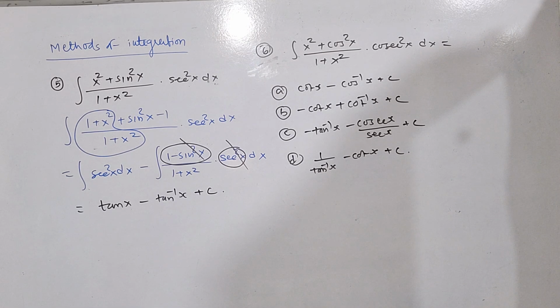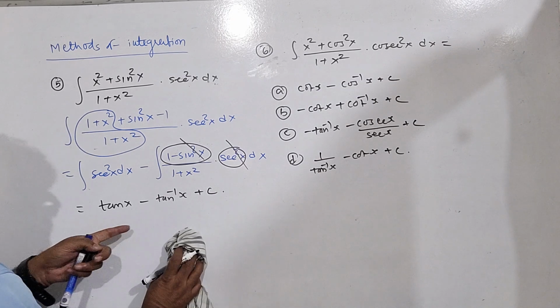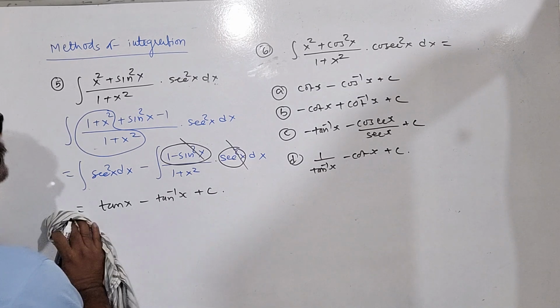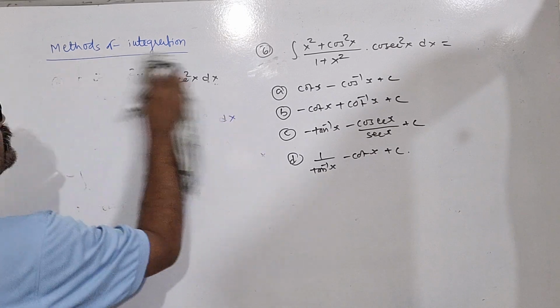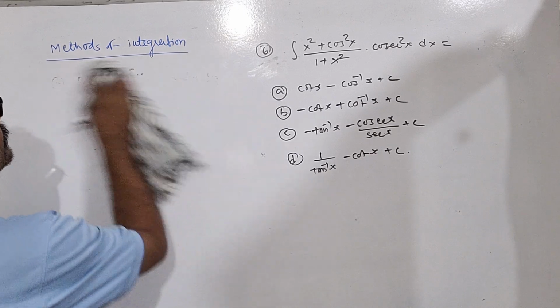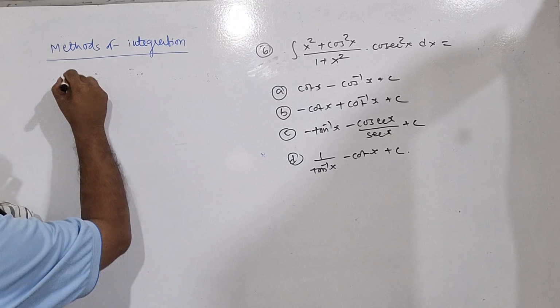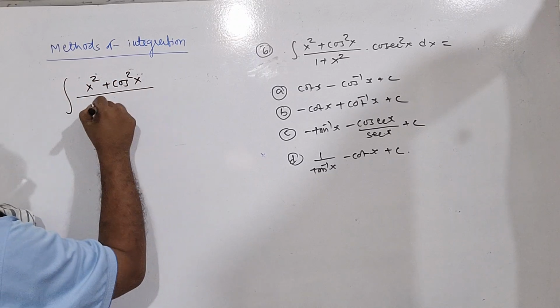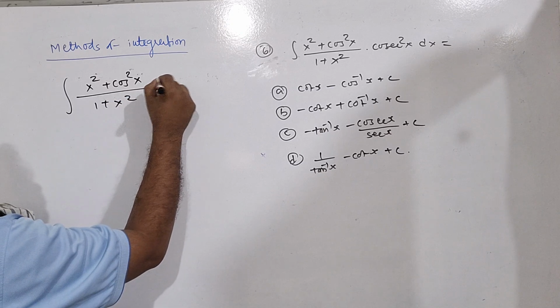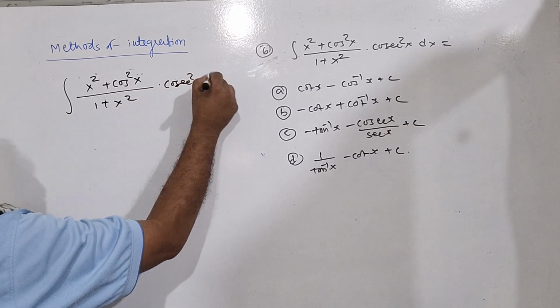Correct. Okay, fine. Now coming to this sixth question. Here is a similar question, but you will get two answers. Yeah, here also I can write down the two answers, no problem with that. Let's see. Question number 6 says that the integration of x squared plus cos squared x over 1 plus x squared, and this is what, cosec squared x dx.